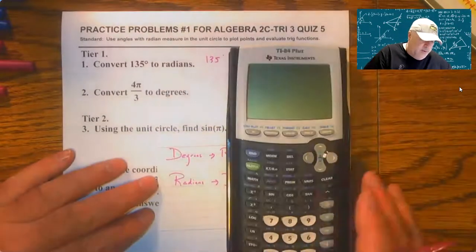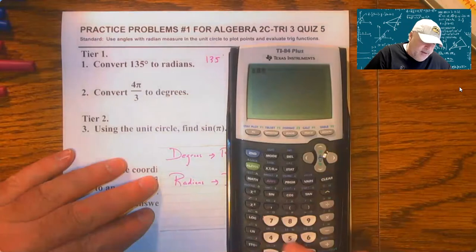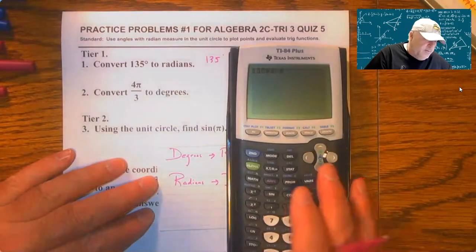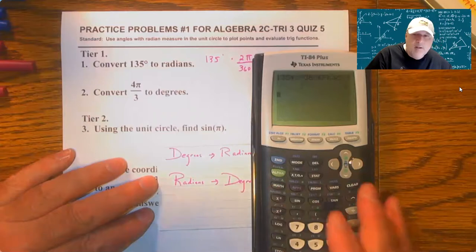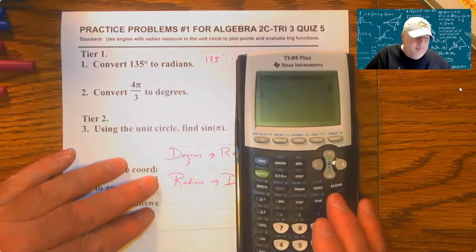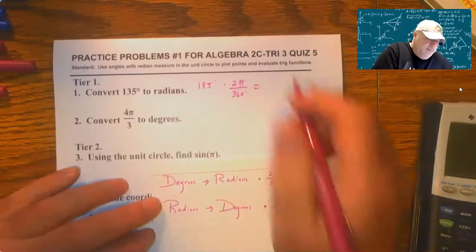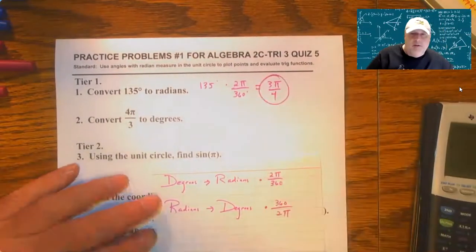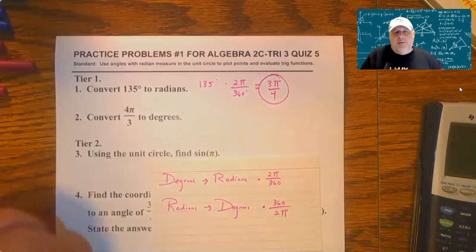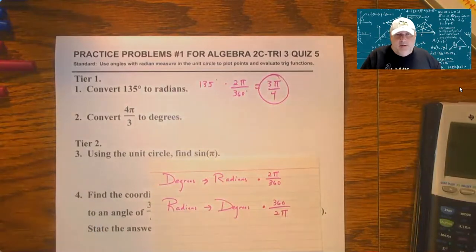And basically what you want to do is do 135 times 2, leave the pi out of it, divide by 360, and then just convert that to a fraction. So that ends up being 3 pi over 4 when you convert it to radians. So leave the pi out, treat it like a variable, and then just do 135 times 2 over 360.